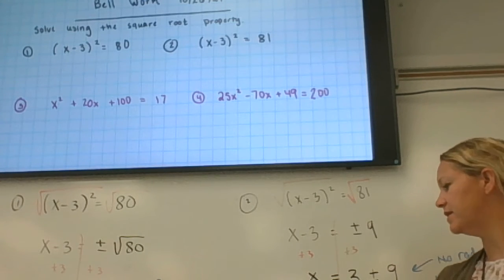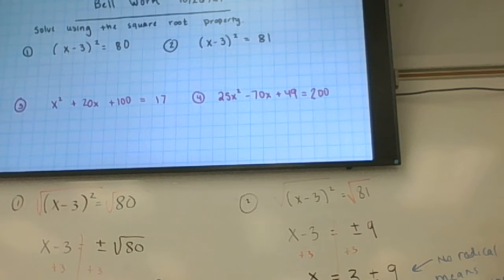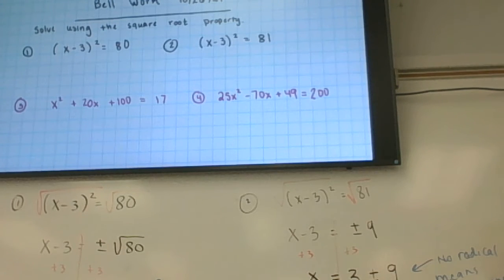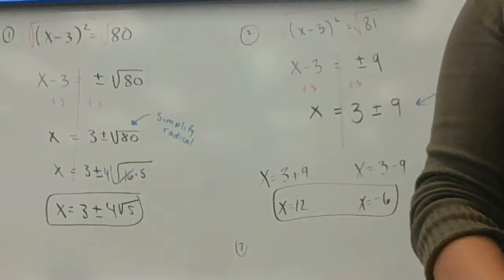So I'm going to get my two answers. I'm going to do 3 plus 9, and I'm going to do 3 minus 9. So my answer is 12 and negative 6. So if it's a perfect square, you can keep going. If it's not, you're stuck.